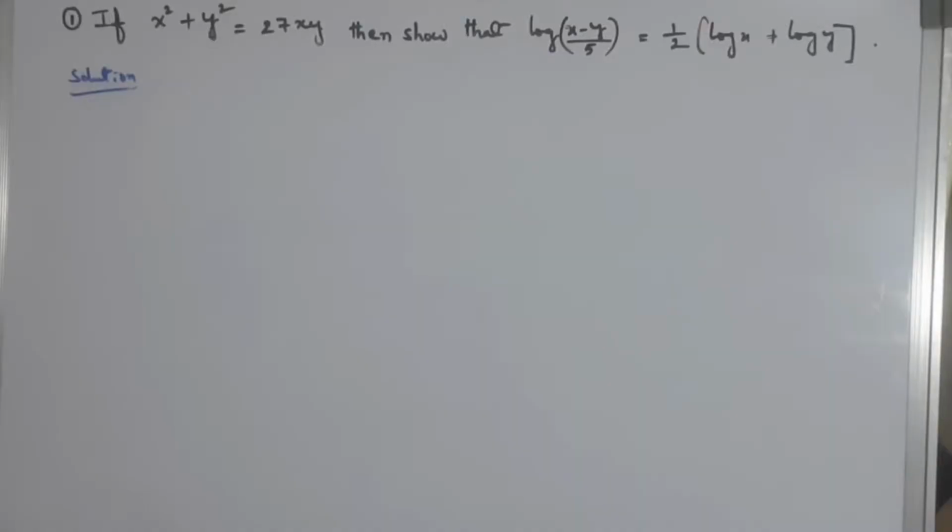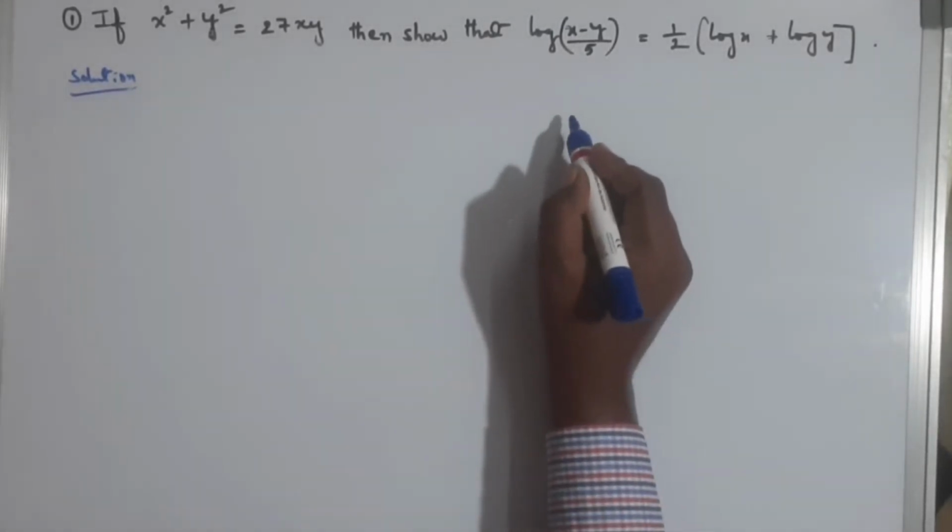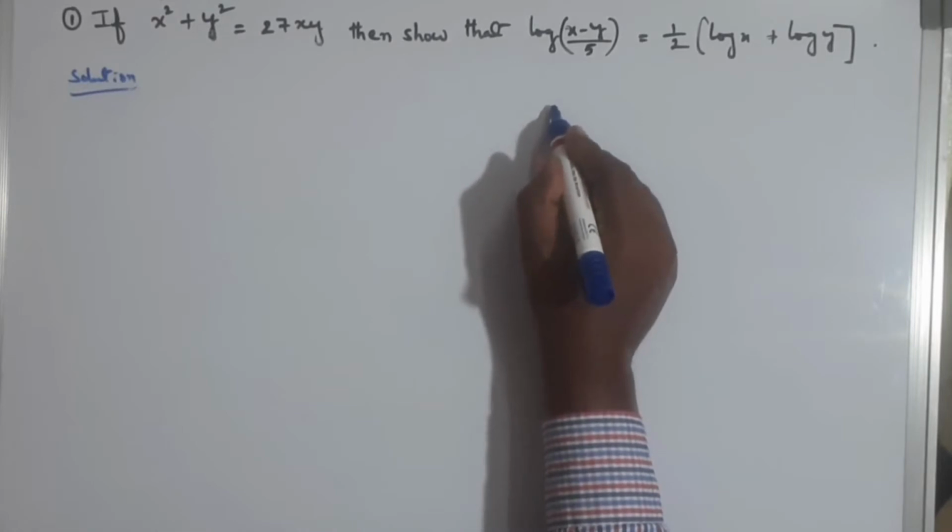If x square plus y square equals 27xy, then show that log of (x minus y) by 5 equals 1 by 2 of (log x plus log y). In fact, this is a very routine question, but if you see the RHS, we need to simplify it. Let us simplify the RHS first of all to solve the question easily. What is our RHS?